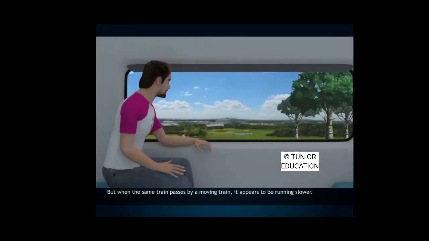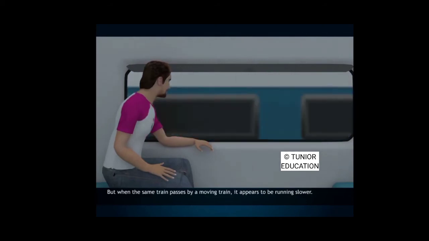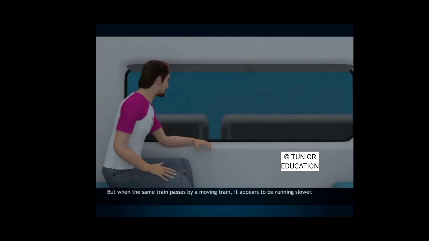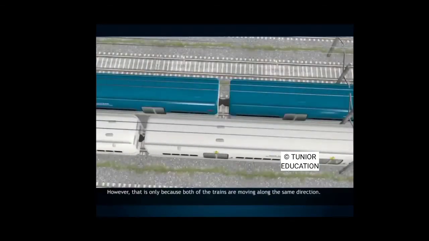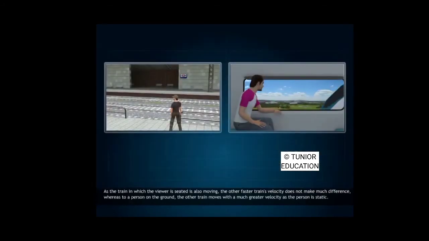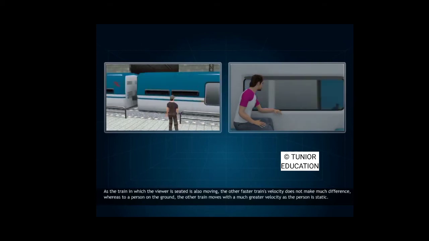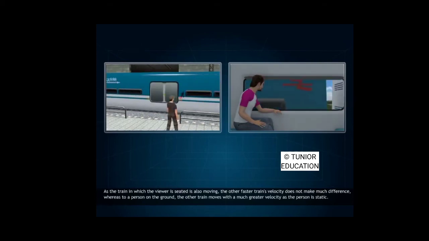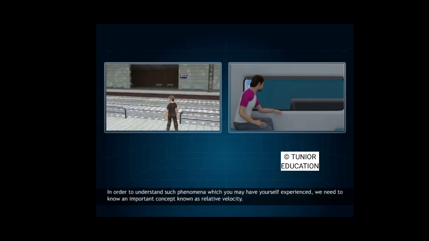But when the same train passes by a moving train, it appears to be running slower. However, that is only because both the trains are moving along the same direction. As the train in which the viewer is seated is also moving, the other faster train's velocity does not make much difference, whereas to a person on the ground, the other train moves with a much greater velocity as the person is static. In order to understand such phenomena, which you may have yourself experienced, we need to know an important concept known as relative velocity.